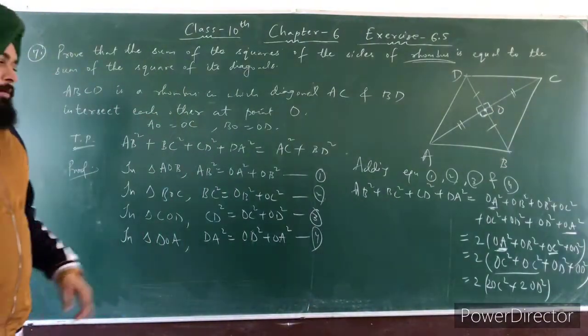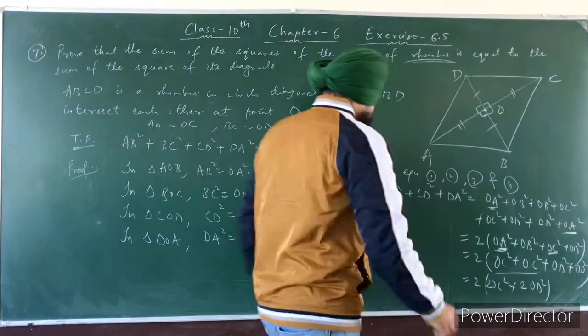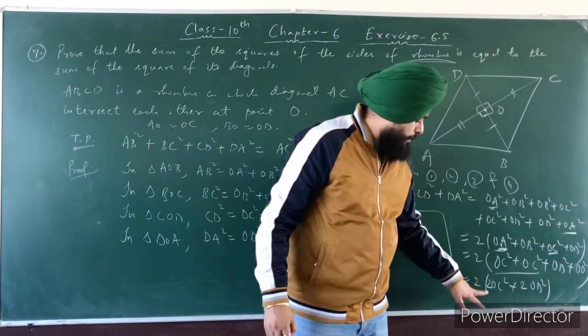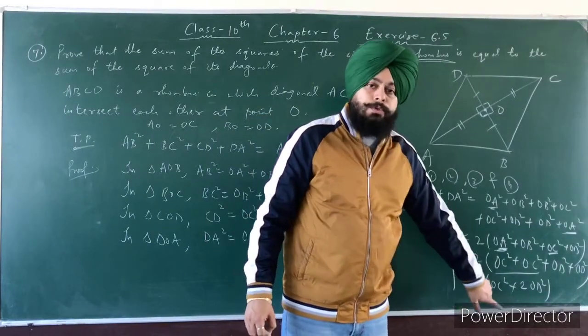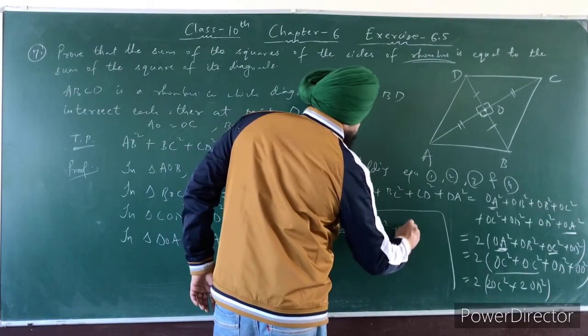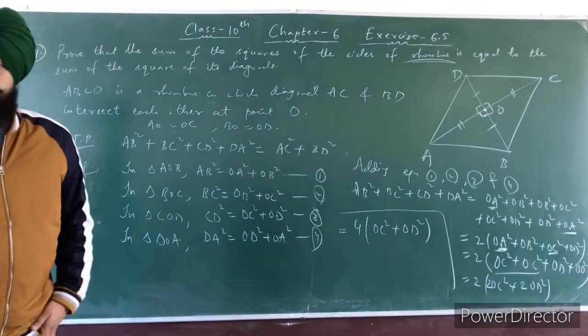So again 2 is common from 2 OC square and 2 OD square. When you take 2 common, one 2 is already coming outside, so 2 twos are how much? 4. So 4 times OC square plus OD square.